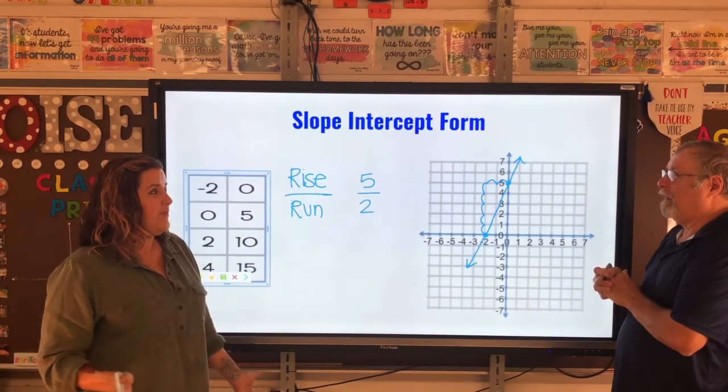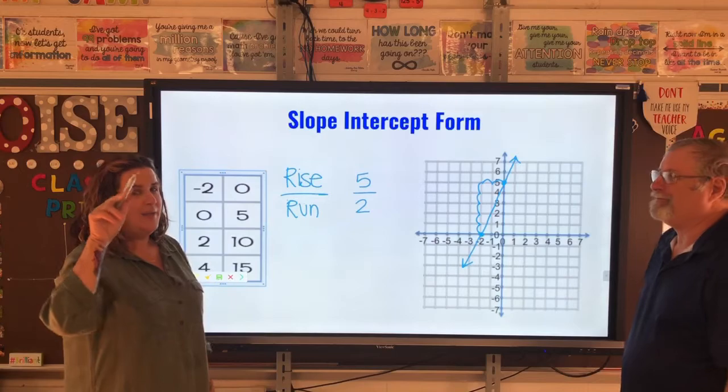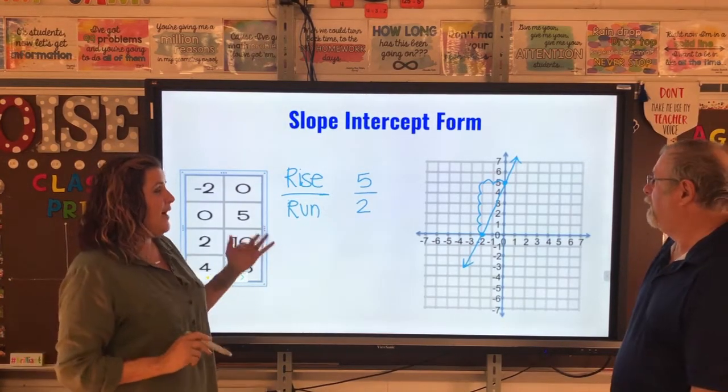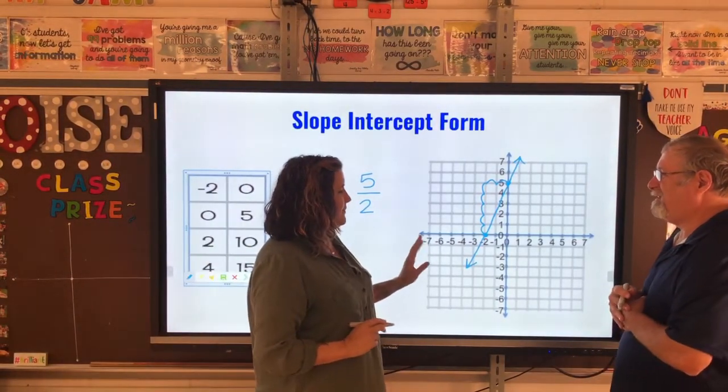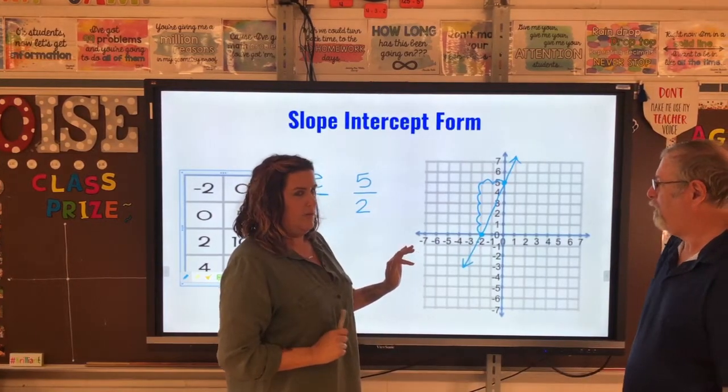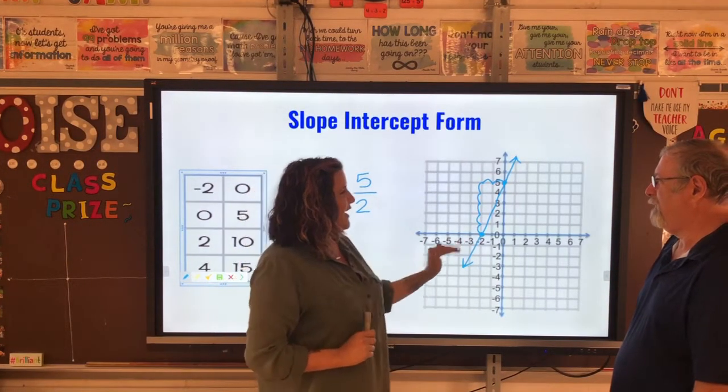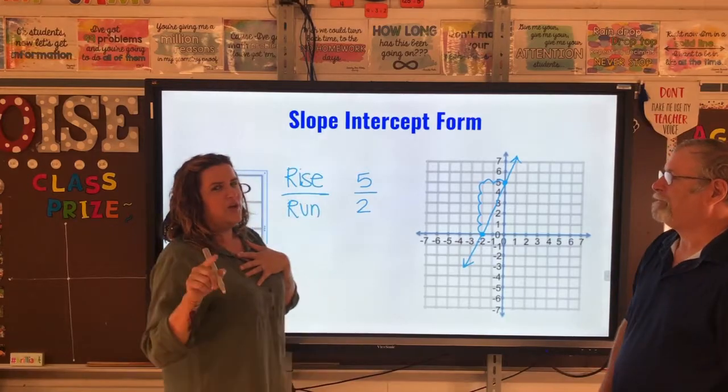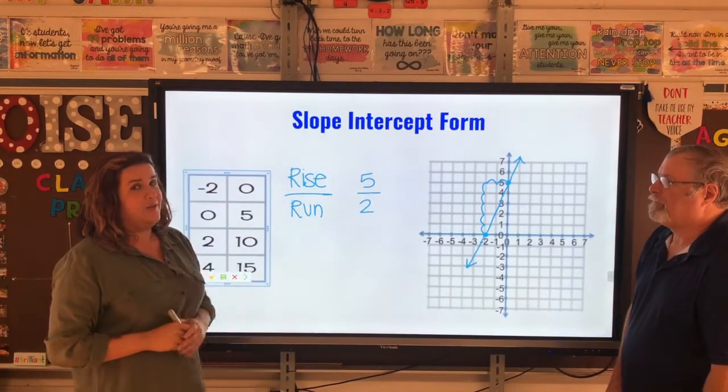You can leave it as an improper fraction. That tells me how many hops up, how many hops over, and it's positive. Can I do the other part, because I'm showing why it's positive? So it's positive because from left to right I'm increasing. Yes. So you could always just use those hops to tell you the slope.